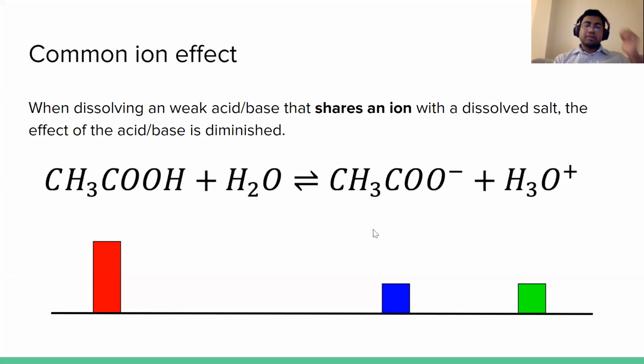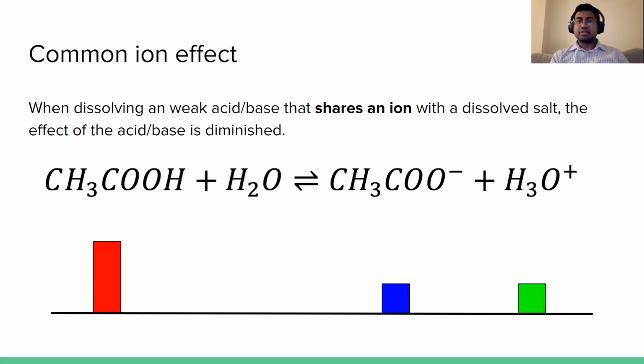Okay, so let's talk about the common ion effect. This is something that will definitely come up on the MCAT. When you're dissolving a weak acid or a base that shares an ion with a dissolved salt, meaning it has a conjugate that is the same as one of the ions in the dissolved salt, the effect of the acid or base is diminished. That's a lot of words to say something that's actually easier to see than to hear.